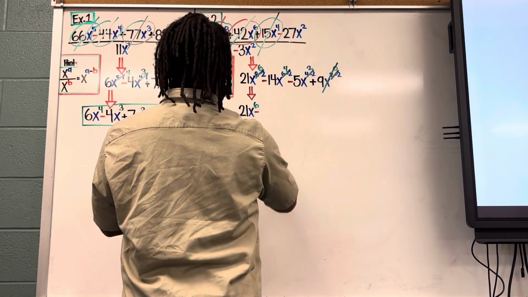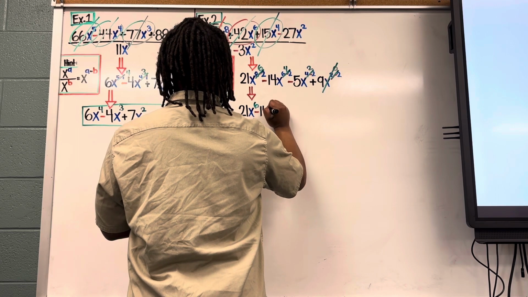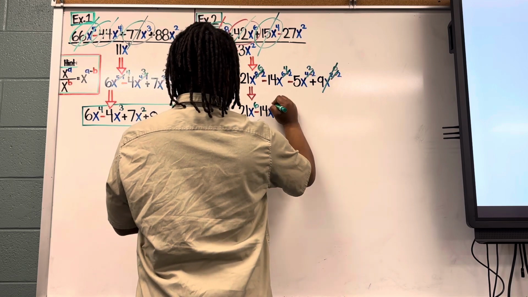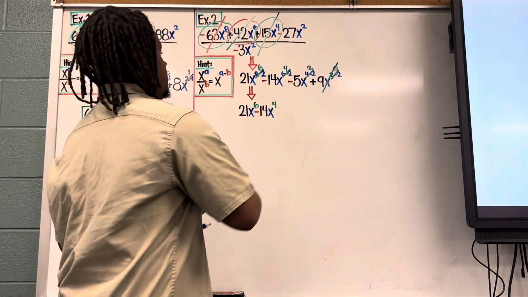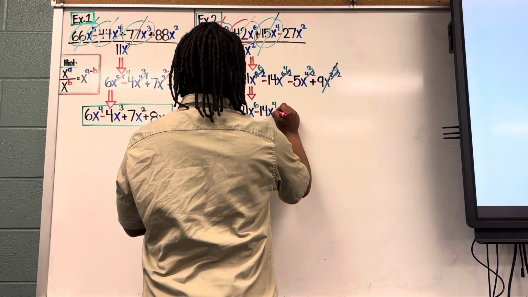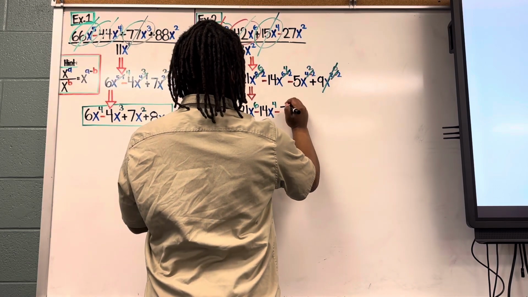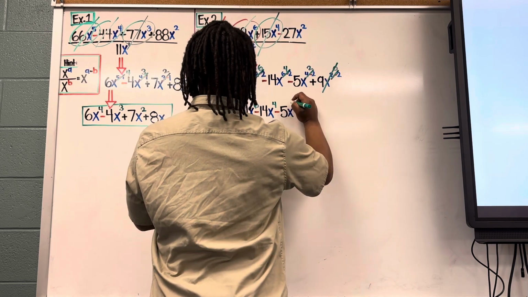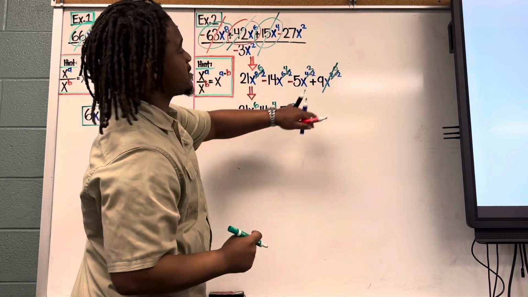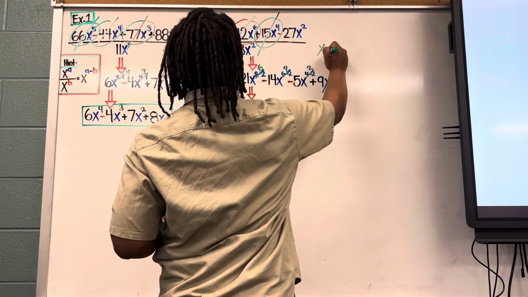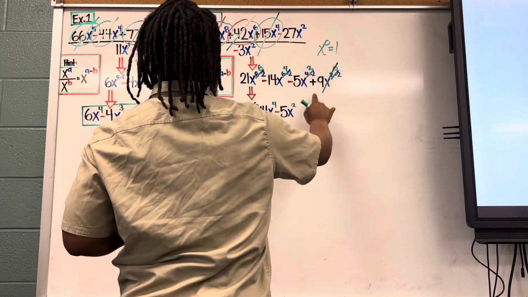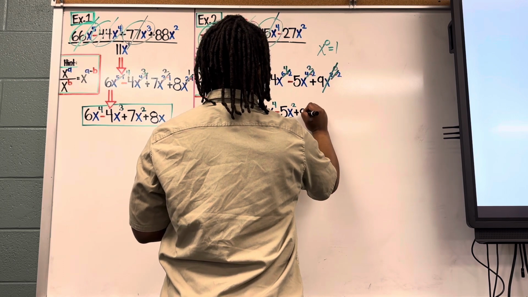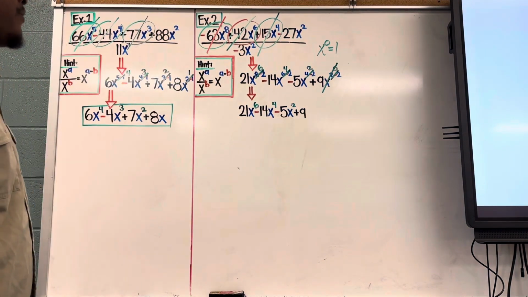x to the 6th power minus 14x to the 4th power, all right, minus 5x to the 2nd power, right, plus 9, right? Because remember, x to the 0 power actually equals 1, and 9 times 1 still equals 9. So that's gonna be plus 9. And that right there is our final answer.